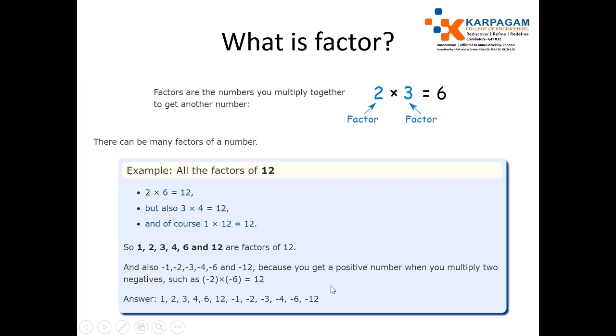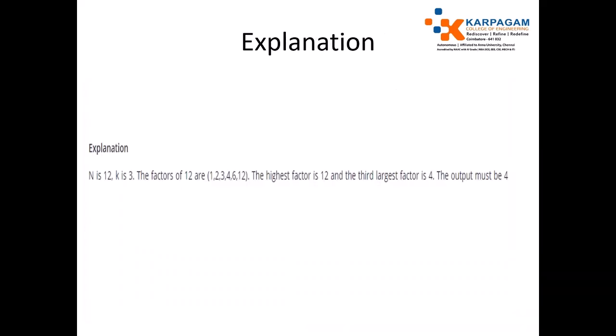But here they have mentioned that they will apply only for positive values. For a given number 12 and k is 3, the factors of 12 are 1, 2, 3, 4, 6, 12. The highest factor is 12 and the third largest factor is 4. So the output should be 4.